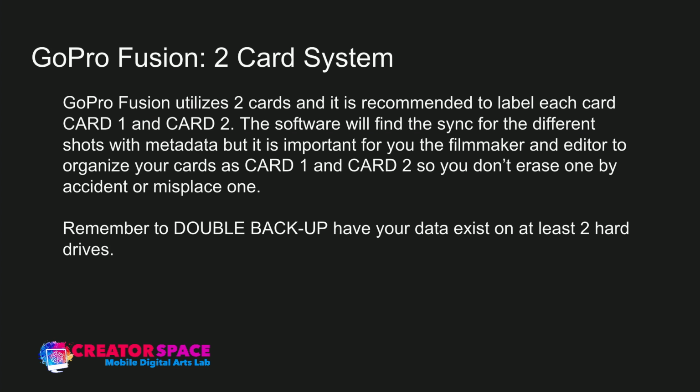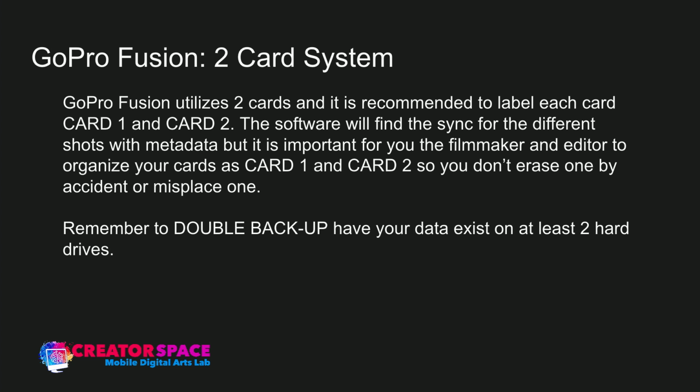Okay, so GoPro Fusion, 2-card system. I talked about this a bit last time. Now, what I always recommend is to label each card, card 1, card 2. And the software will find stuff regardless. You can just put it in there. It's going to know because there's metadata and the information of what each clip is. But I like to do that for myself. So I mentioned this here. It's important for you as the filmmaker and editor to organize your cards so that you have card 1, card 2. You don't want to erase something by accident or misplace one.